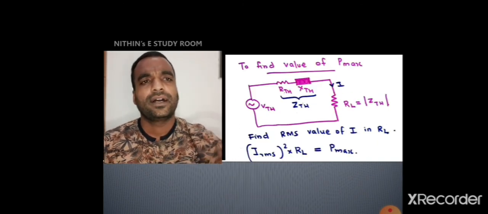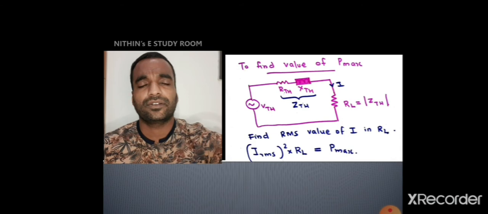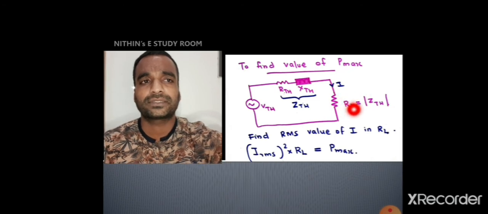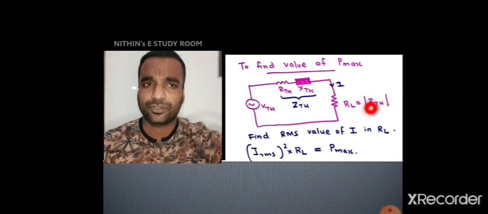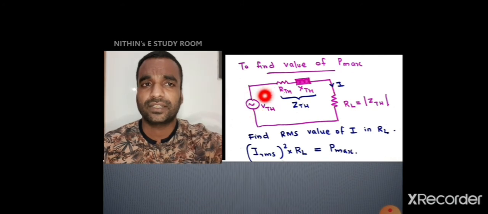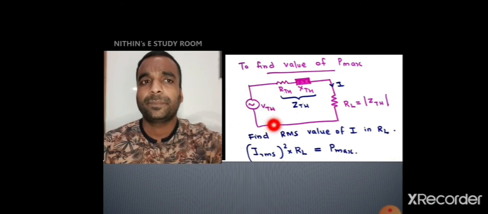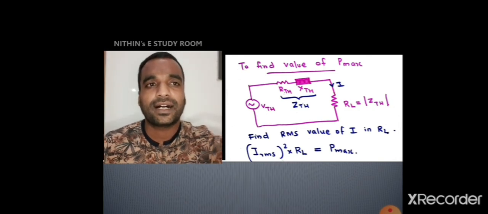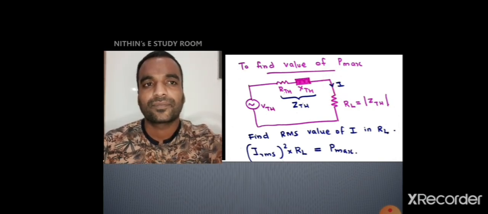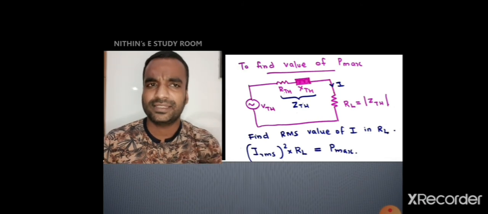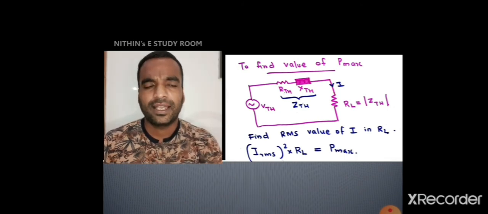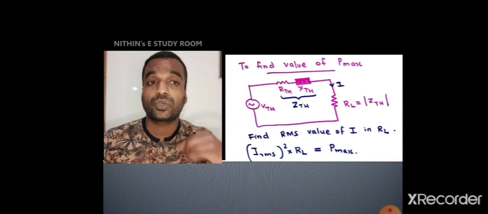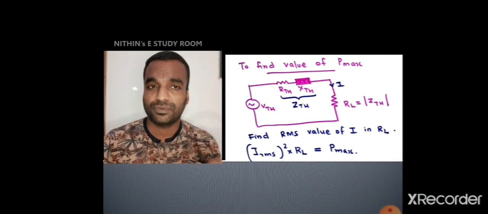So initially I found the Z-Thevenin, and I know for getting maximum power transfer, RL should be replaced by the magnitude of Z-Thevenin. I did that also, and I connected VThevenin here. Then the power equation was not like the previous case. You have to find the RMS value of this current, and that you can easily find. Voltage by resistance will give current, and that current RMS square into resistance will give maximum power.